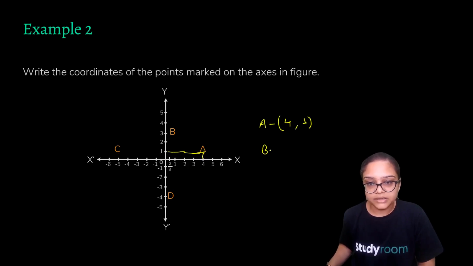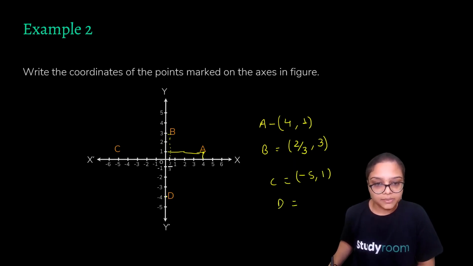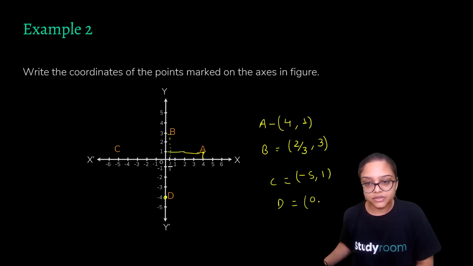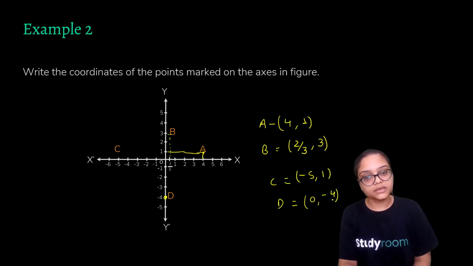Okay. For B, similarly draw the perpendiculars. It's clear it's 2 by 3 and 3. So this perpendicular distance from the y-axis is 2 by 3. So it will be abscissa, and from there it's 3. So it will be ordinate. C point, again in a similar way, (-5, 1). And D point is on the line and it's -4. So clearly the distance from the y-axis would be 0. So we'll write 0 and minus 4. Okay. So in this way we find the ordinates. Draw the perpendicular and then write the distance.